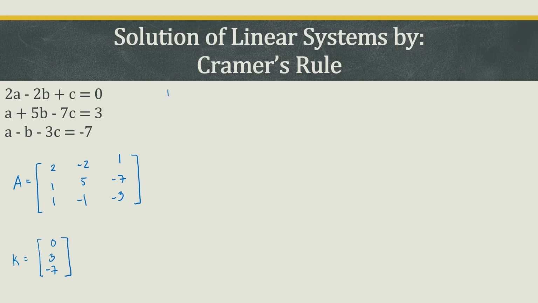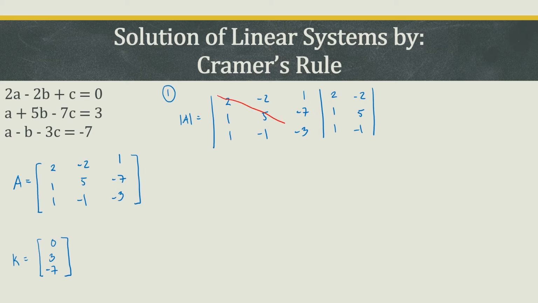The first step for Cramer's rule is finding the determinant. So A is equal to 2, 1, 1, negative 2, 5, negative 1, 1, negative 7, negative 3. Since this is a 3 by 3 matrix, we can do diagonal multiplication. In doing diagonal multiplication in 3 by 3 matrices, we copy the first two columns. Now we solve for the primary and secondary diagonals.